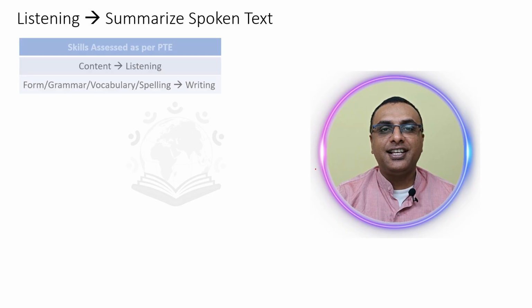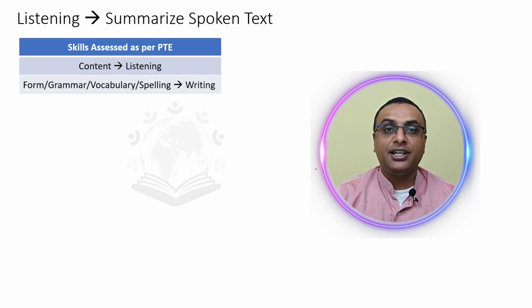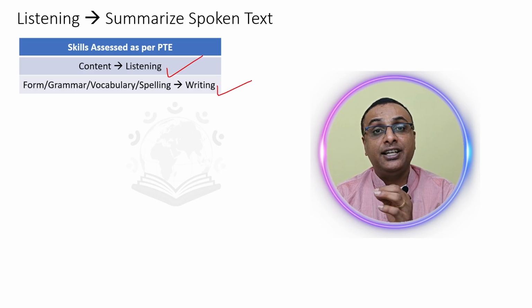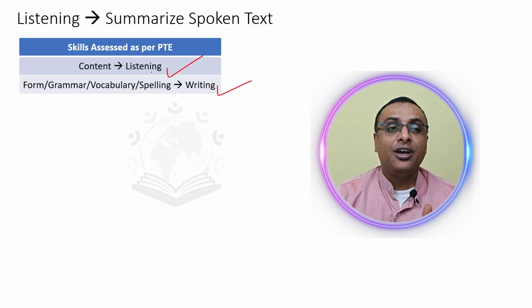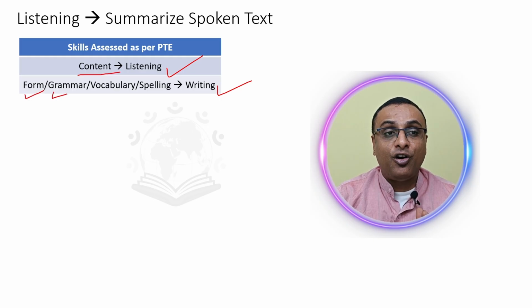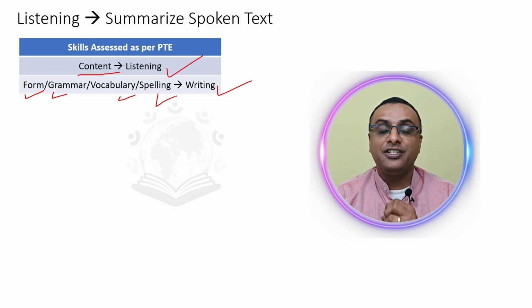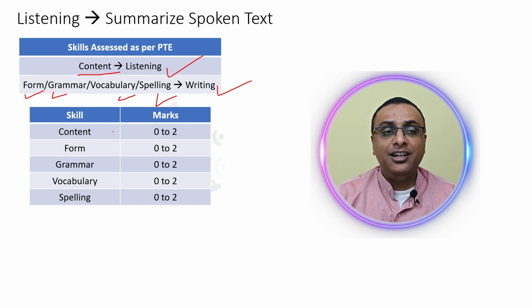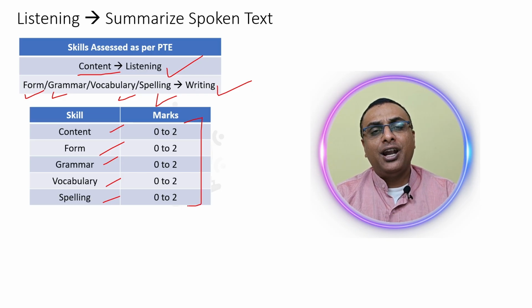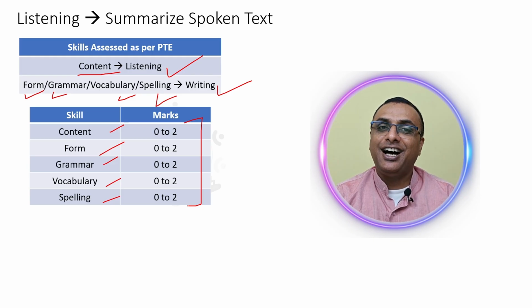Now let's look at the skills assessed by PTE for summarized spoken text. PTE will assess your listening skill and your writing skill as this is an integrated task. You will be getting marks for listening module and writing module. For listening, PTE will measure your content. For writing, PTE will measure your form, grammar, vocabulary, and spelling. Now, coming to each skill and how many marks they are scored. So, each skill for content, form, grammar, vocabulary, and spelling, you will approximately get about 0 to 2 marks. You will understand all of this in detail in the upcoming slides.